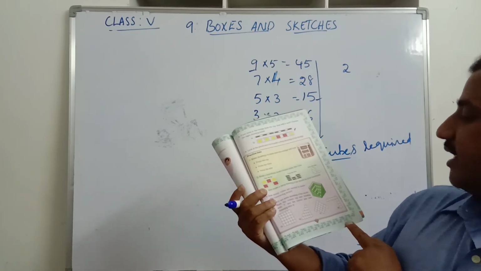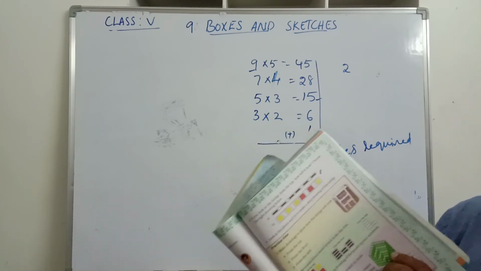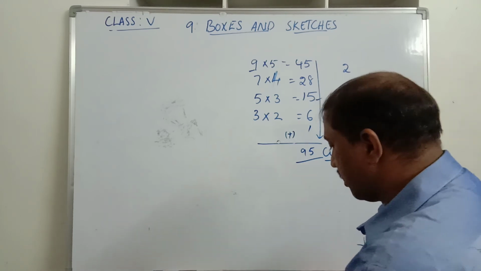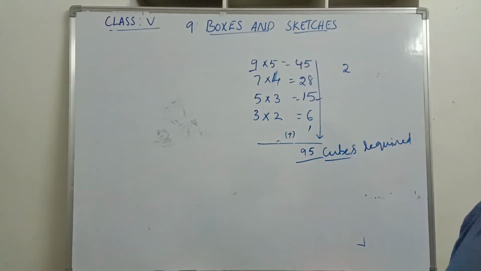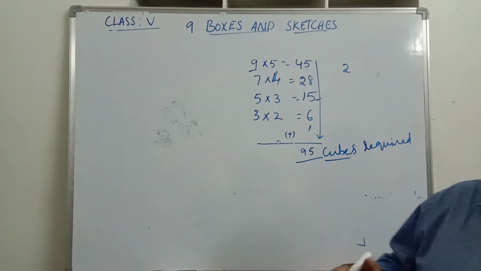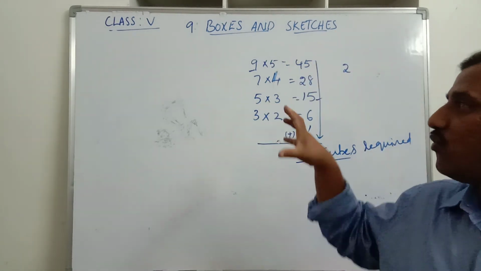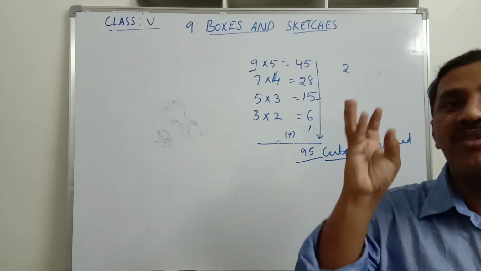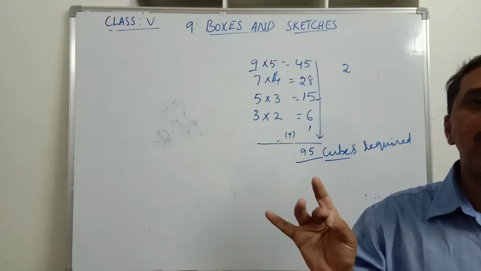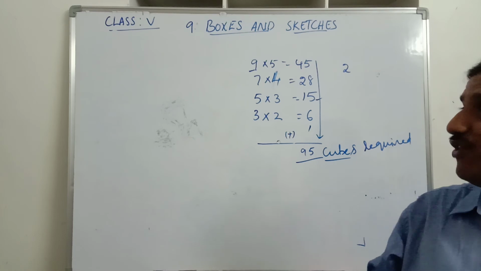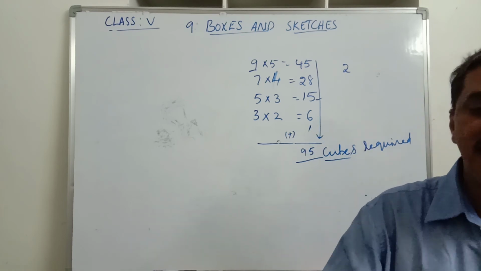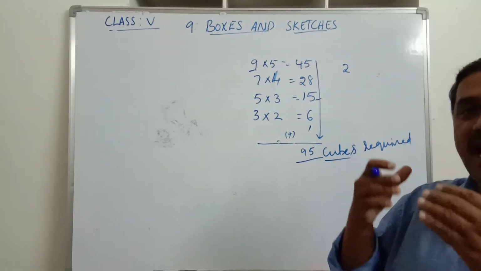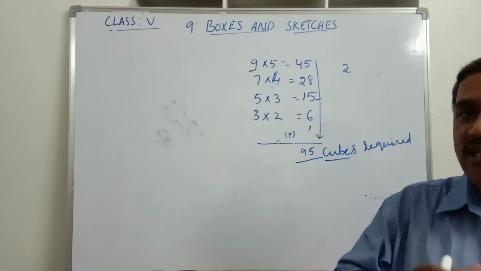So now what can we say from this? How many cubes are required to draw this model? 95 cubes are required to draw this model. I think you understand today's concept of boxes and sketches. Today what we have studied is an activity related to identifying the front view, top view and side view of three-dimensional figures. If you take a cube, the front view is a square, the side view is also a square, and the top view is also a square.